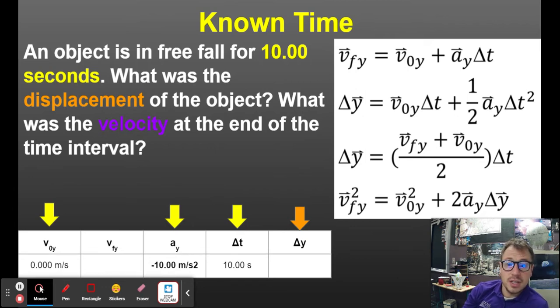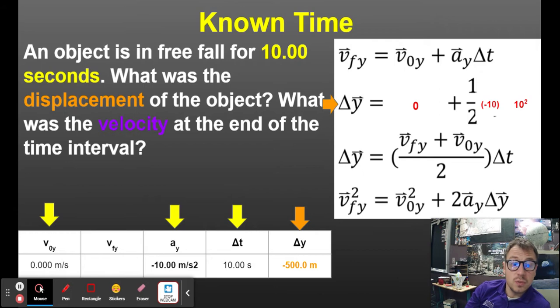So now I look for the equation that has these four variables. It's that second one. I plug everything that I know into it, and it's easy to solve. Now my displacement, well, it fell negative 500 meters. Notice it's four significant figures. So now I can solve for the final velocity. If it falls for 10 seconds, what velocity is it going to hit the ground with? Or at the end of the time interval, what will that be?